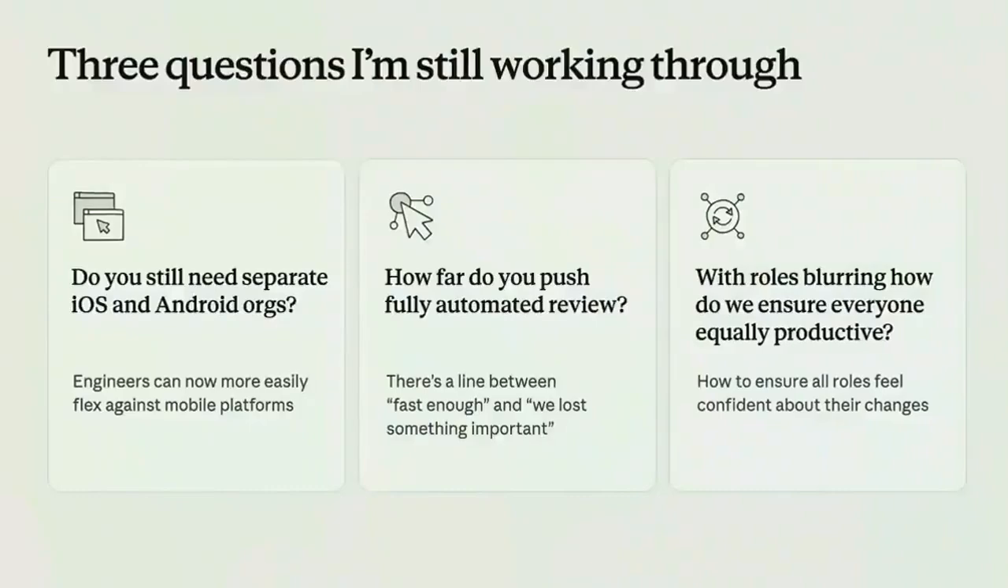How much do you push fully automated review? When do you strike that balance between fast enough and we lost something important? It goes back to trust but verify. And what's interesting is, as you might have heard today in Dara and Danella's earlier talk, the model capabilities keep improving. So even if you need to verify more than trust for a certain section of work, that might change with the next model. That's why it's always important to reevaluate. And roles are blurring, so how do you make sure that everybody feels equally productive?